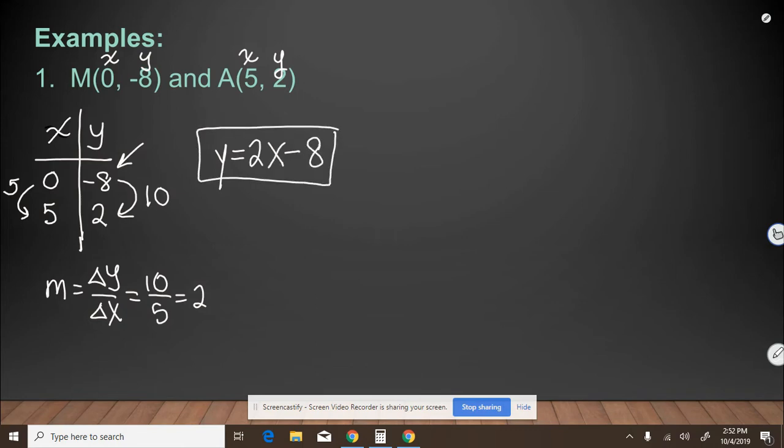So again, just like when we were doing the tables, it's going to be easier if the y-intercept is given. And remember, for it to be the y-intercept, the x value is 0. Let's take a look at another example.